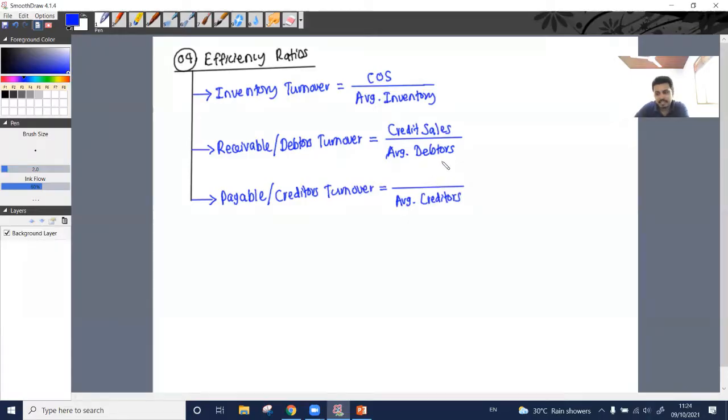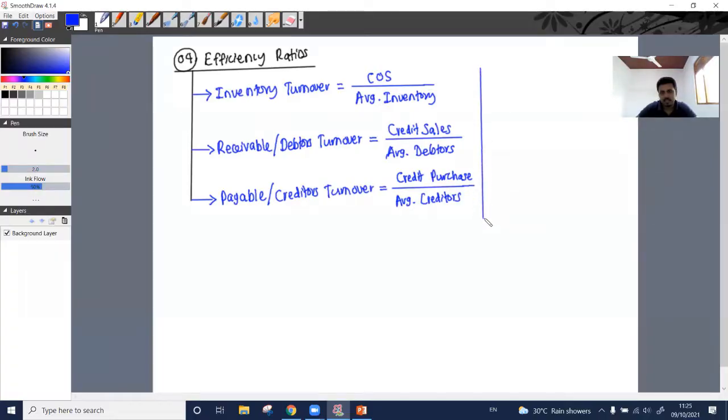How these creditors are being formed? Creditors are formed when we purchase goods on credit. Right? Credit purchase. Credit purchase over average creditors. Efficiency ratios.